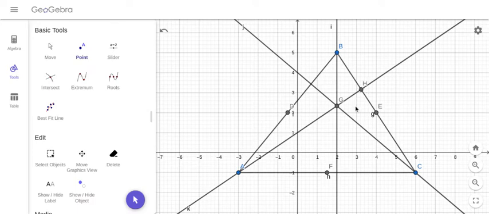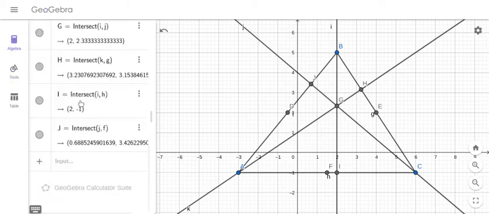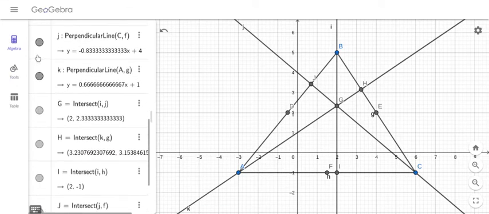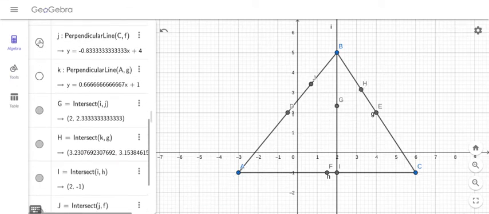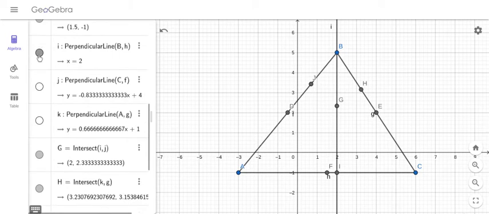And I'm just going to define the points where the altitudes are intersecting the sides of a triangle, right? And let me just go to the algebra tool, and let me hide the perpendicular lines because I just need those points. I don't want to see the lines.